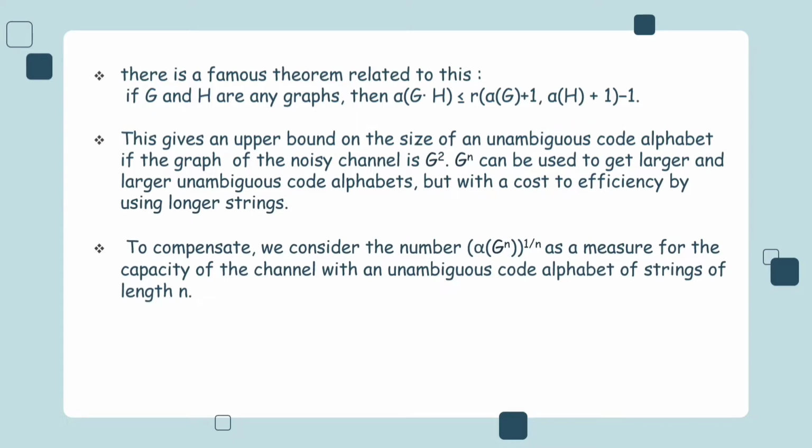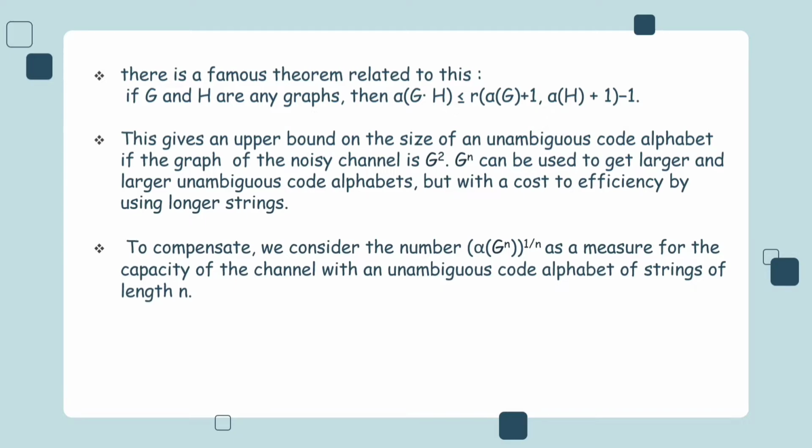There is a famous theorem related to this. If G and H are any graphs, then alpha of G times H is less than or equal to R of alpha(G) plus 1, alpha(H) plus 1, minus 1. This gives an upper bound on the size of an unambiguous code alphabet if the graph of the noisy channel is G^2. G^n can be used to get larger and larger unambiguous code alphabets, but with a cost to efficiency by using longer strings.